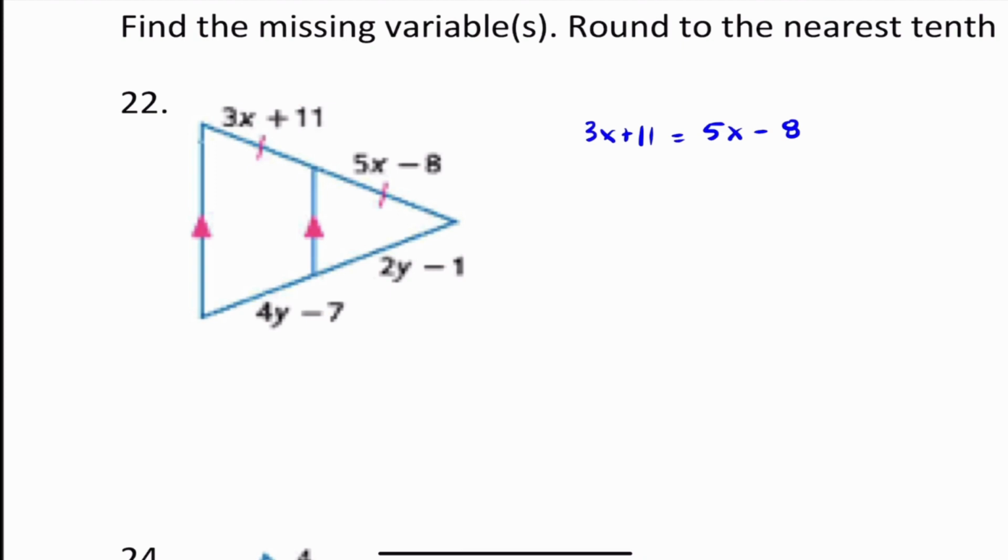So that should give you x is equal to 9.5, and then I'm going to look at these 2 parts here. Because we have a triangle and these lines are parallel and these segments are congruent, the result would be that these parts are congruent to each other. So 4y minus 7 equals 2y minus 1. So I get y equals 3.